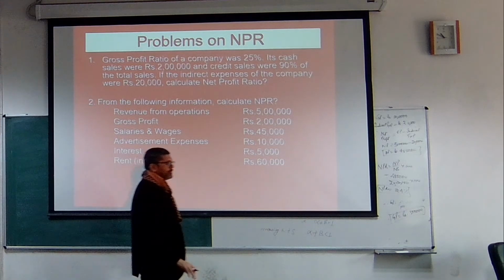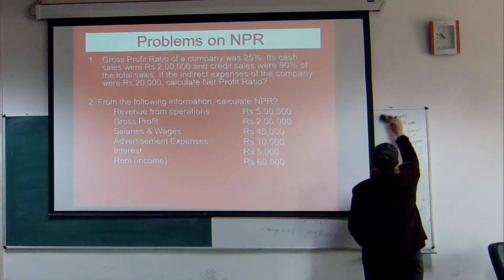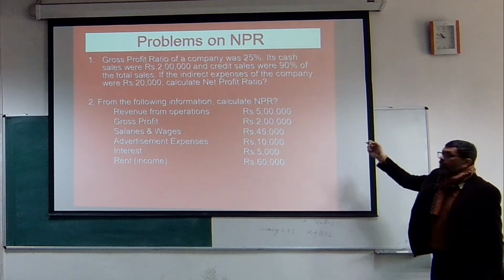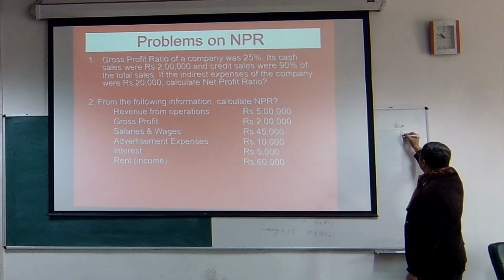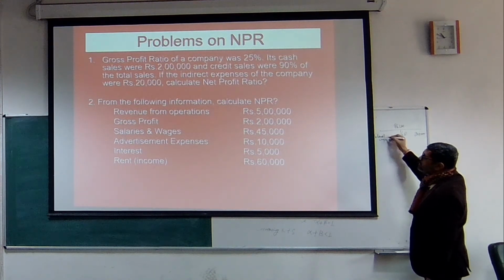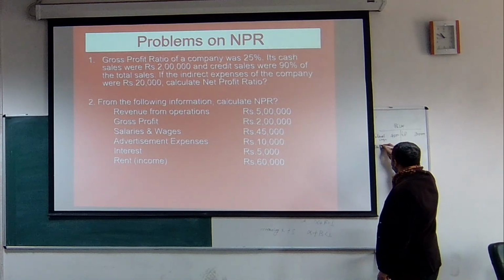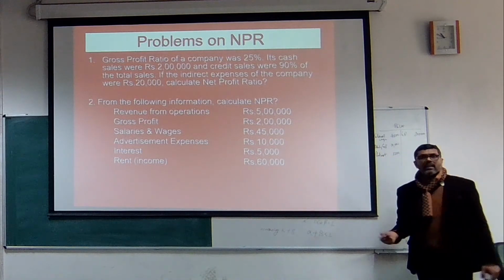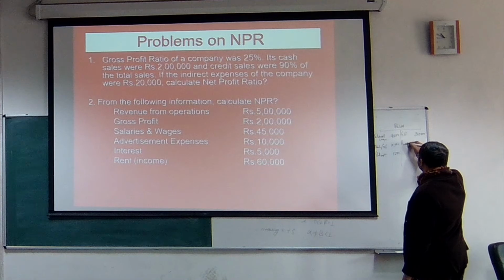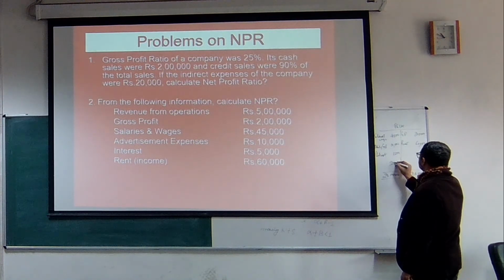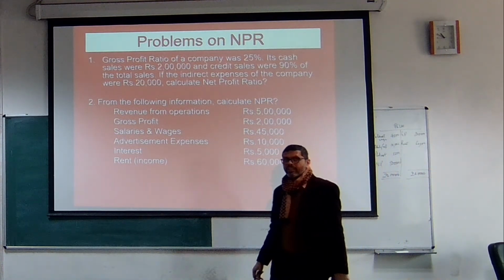And the next one is very easy. So we are given sales, we are given gross profit also. If we visualize this profit and loss account, right, gross profit is given to us, which is 2 lakh. We are given salaries and wages, how much? 45,000. We are given advertisement expenses, 10,000. We are also given interest, 5,000. And there is a rental income, right? The company has received rent, which is how much? 60,000. If we total it, this is 2 lakh 60,000, and this also has to be 260, and therefore the net profit is 2 lakh rupees. Your net profit is 2 lakh rupees.